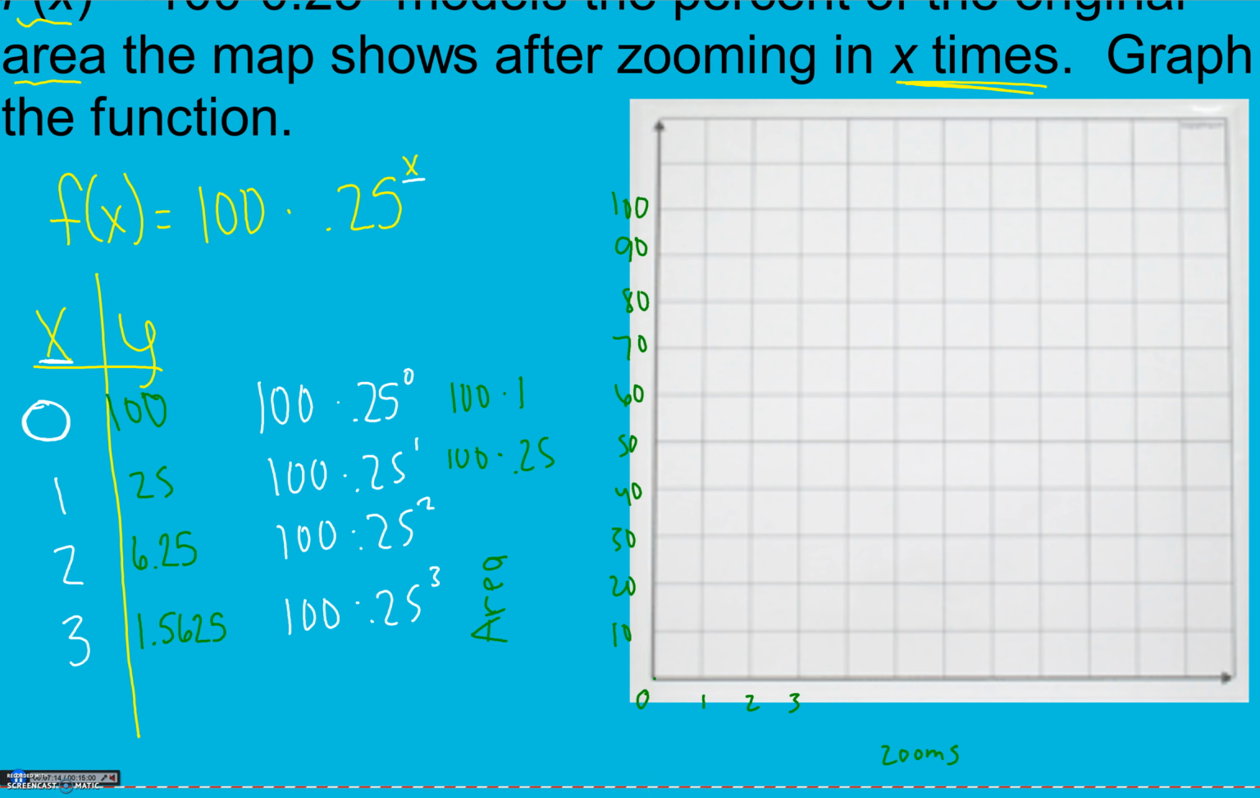Now, to graph my points here, I go to 0, 100. I go to 1, 25. I go to 2, 6.25. 3, 1.5625. I could have plugged in 4 there as well. I could have plugged in 100 if we wanted to. But we can see right now that our values are getting fairly small fairly quickly. So I'm going to go ahead and connect these the best I can.